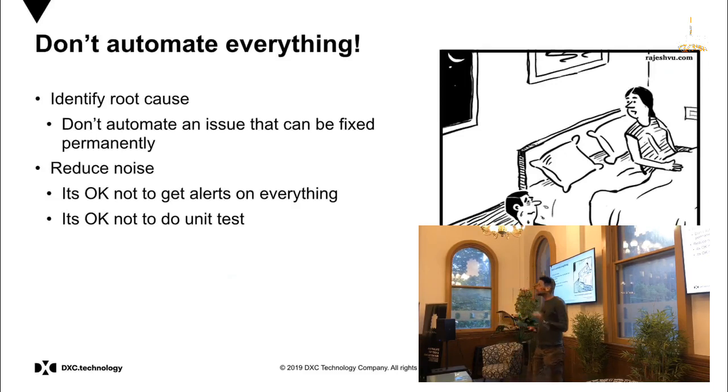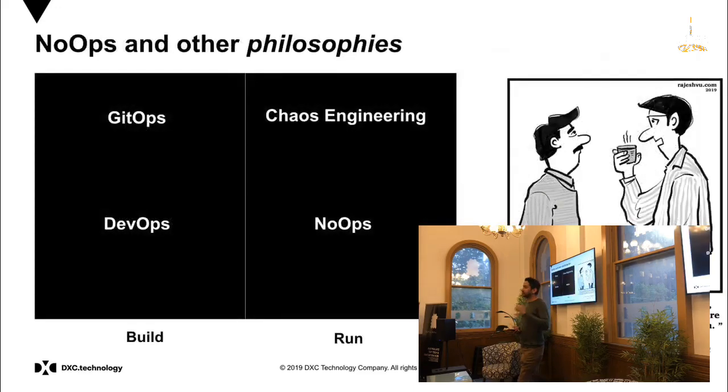Then instrumentation: you should collect information, but it is okay not to collect a lot of information. Do not send it all to your incident management to make incidents. It's pointless, and it's okay not to do unit tests. As you mature with your development process, you should mature with your operations. It is key. This is one of the other philosophies.